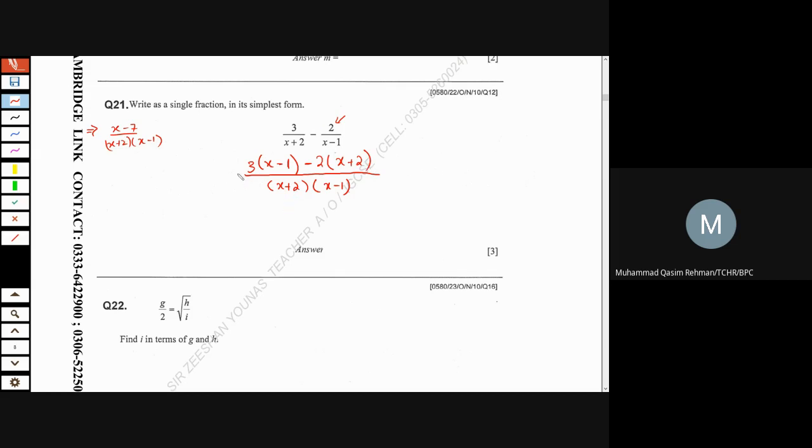All right, now I'm going to expand the numerator. So 3 times x is 3x, minus 3 times 1 is 3. Minus 2 times x is minus 2x, minus 2 times 2 is minus 4, over (x plus 2) times (x minus 1). Okay, 3x minus 2x, now dissolve the like terms, it will give you x. Minus 3 minus 4 will give you minus 7, and you're good to go. Oops, (x minus 1), this is the answer.